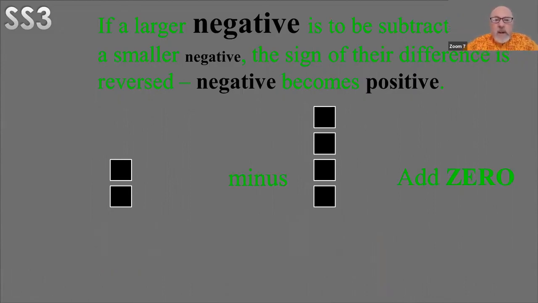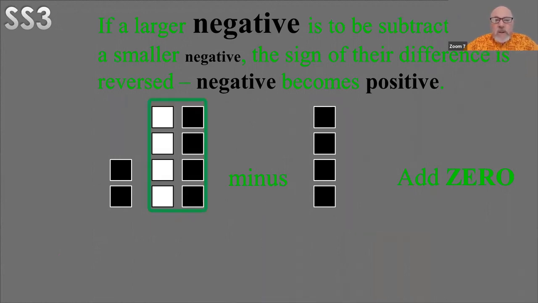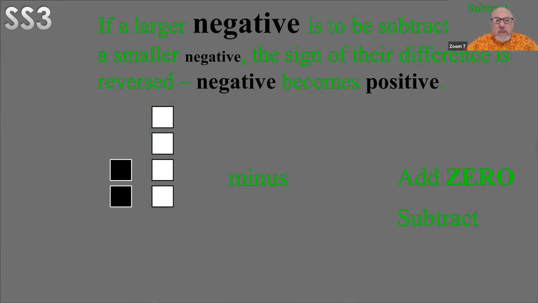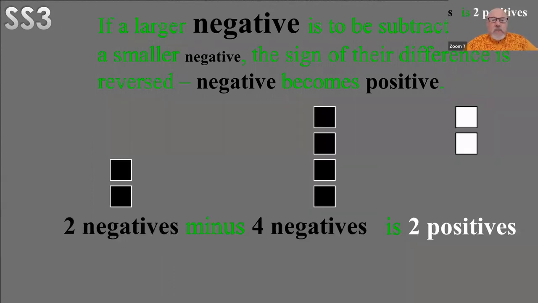So 2 negatives minus 4 negatives, we add our 0. Now we can subtract the 4 negatives. We've got enough. So we subtract the 4 negatives, and then we simplify by removing the 0, and there's the answer of 2 positives. So 2 negatives minus 4 negatives is 2 positives, just up there above my head.